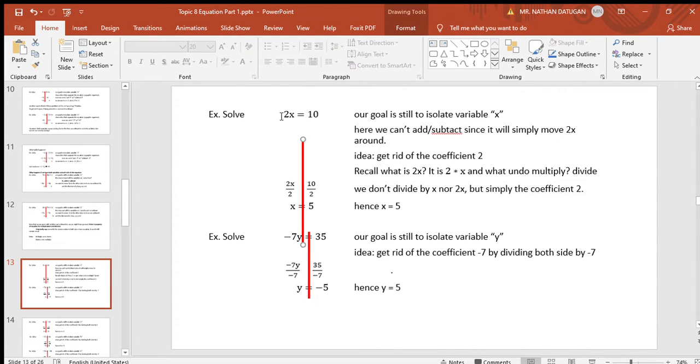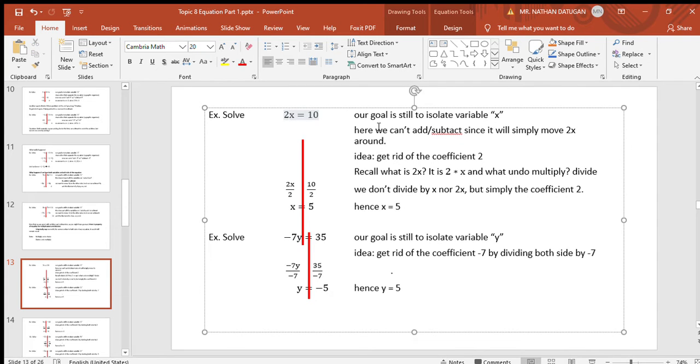Let's start with something easy. 2x is equal to 10. So our goal this time is to isolate x. But how do we isolate x? We need to get rid of that 2. Note that 2x is basically 2 times x, right? And we cannot subtract here, because if you subtract 2, you're just going to get 2x minus 2.